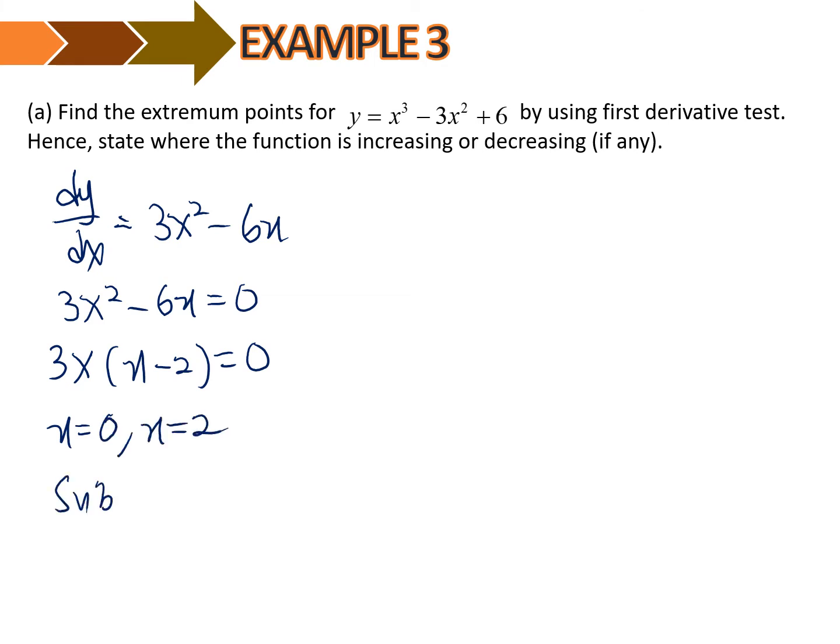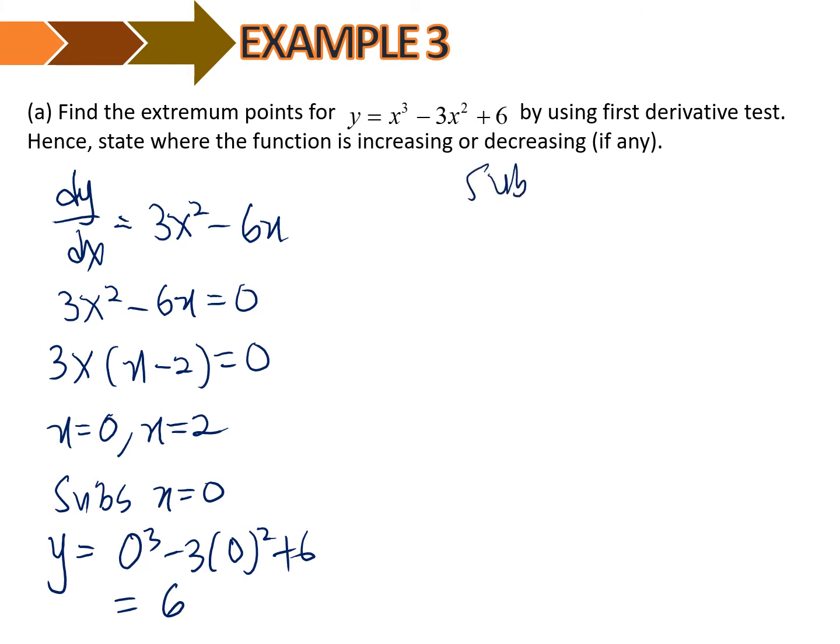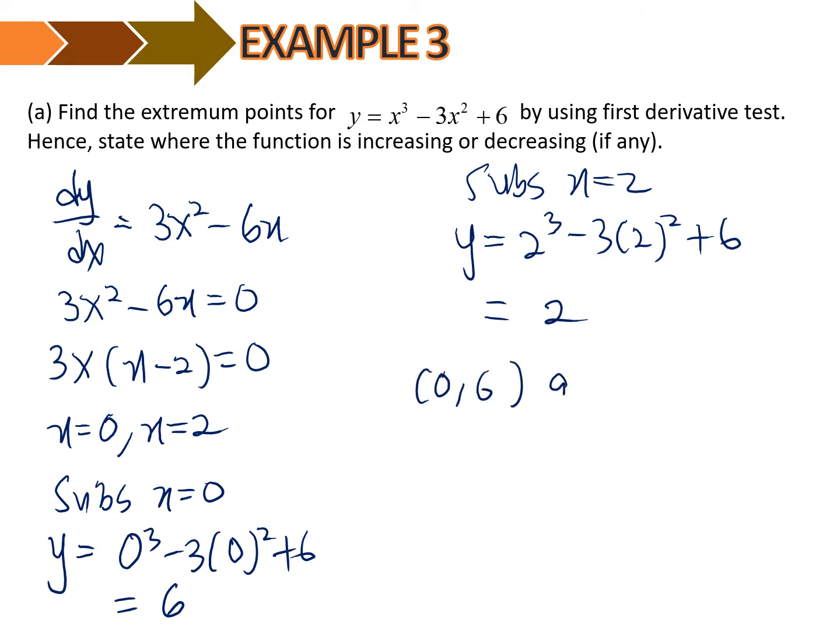Then we substitute x equals 0 to get y. So 0 cubed minus 3 times 0 squared plus 6. So we will have 6. Secondly, we substitute x equals 2 into y. 2 cubed minus 3 times 2 squared plus 6 implies 2. That means (0, 6) and (2, 2) are stationary points.